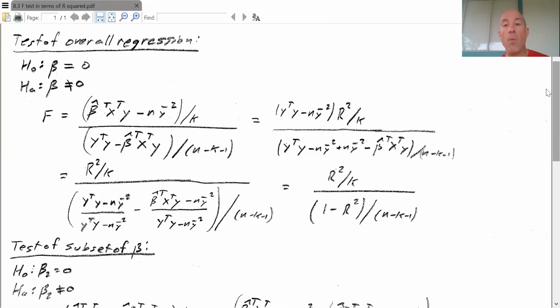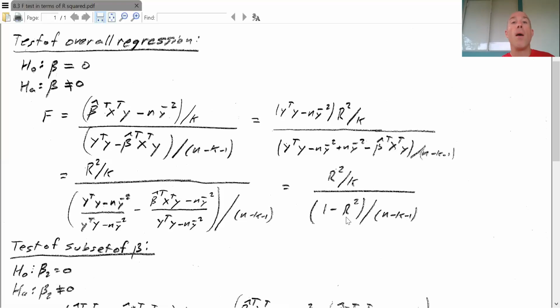All right, something that we can also see in this is that if I think about what happens to R squared as I add more and more predictor variables, R squared can only increase when I add in predictor variables. It can't decrease. That comes from its derivation. If I focus on this, this is basically a constant, with the n minus k minus 1 and the k, times R squared over 1 minus R squared.